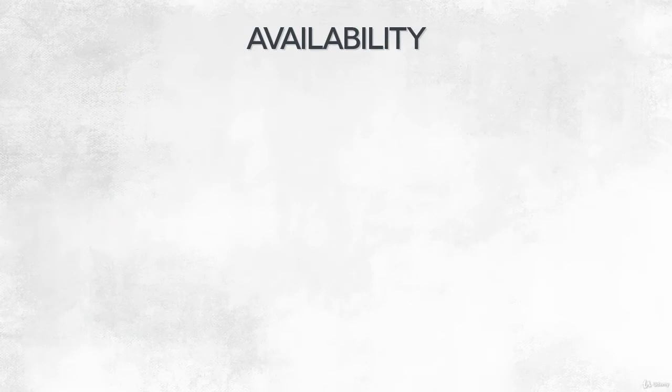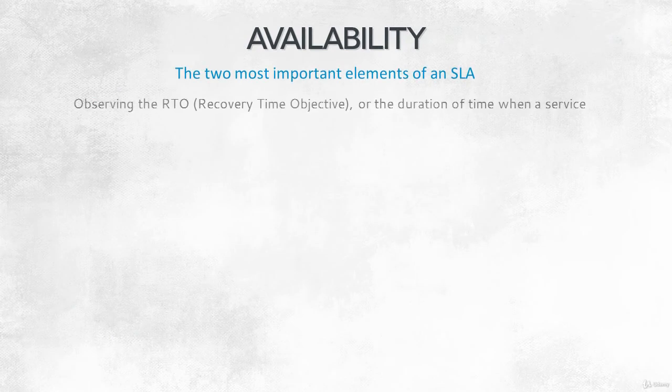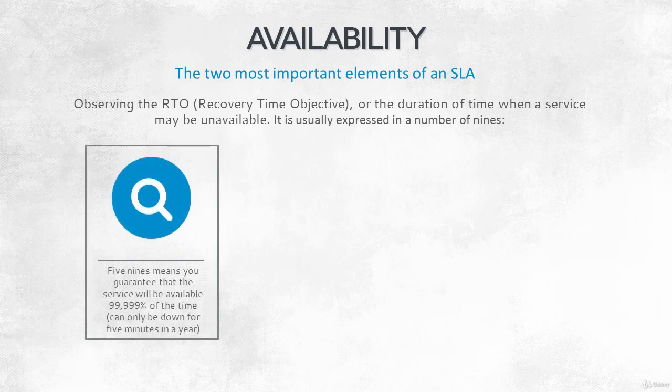The key elements of the agreement are Recovery Time Objective, RTO, which is the duration of time in which a service can be unavailable, most often calculated in a percentage. The closer to 100%, the longer the information needs to be available. Recovery Point Objective, RPO, which is the amount of data that can be lost in the event of a failure. The Recovery Time Objective forms the foundation of all SLAs. The measure is the non-negotiable duration of time within which information or services can be unavailable. It is usually expressed as a number of nines.